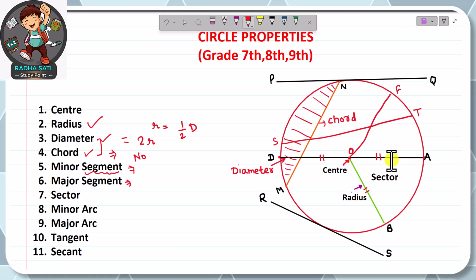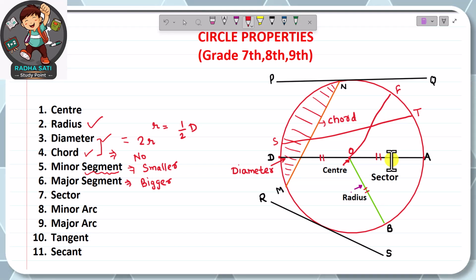So this area will be known as minor segment. Minor means smaller segment. So a chord will always divide the circle into two segments. One will be minor, minor means the smaller, and major means the bigger one, or we can say greater one. So a smaller segment, in this case you can see that this one is a smaller segment or minor segment, and the remaining portion, this all will be major segment.